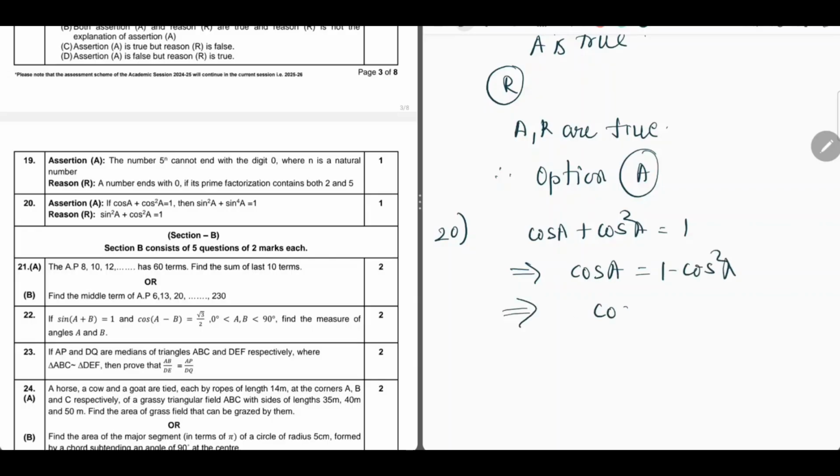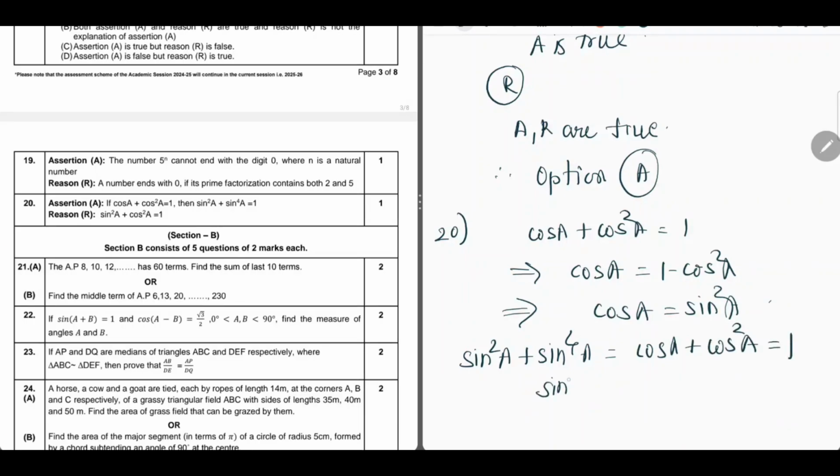Therefore A. Cos A plus cos square A is 1, which implies cos A is equal to 1 minus cos square A, which implies cos A is equal to sin square A. Now it is asked to find the value of sin square A plus sin raised to 4A. So I will replace sin square A by cos A, and so cos A plus cos square A is equal to 1. Sin square A plus sin raised to 4A is 1. So A is true.